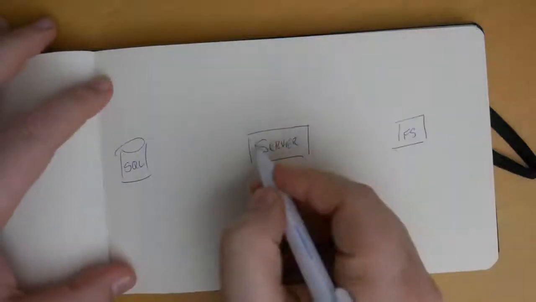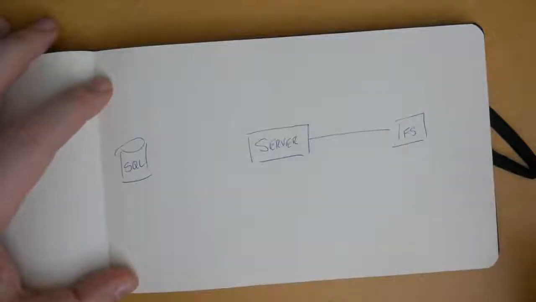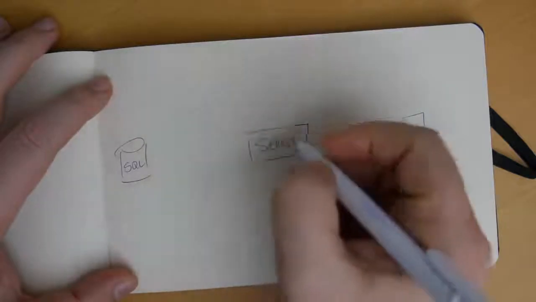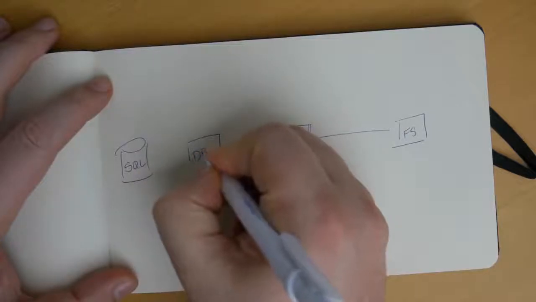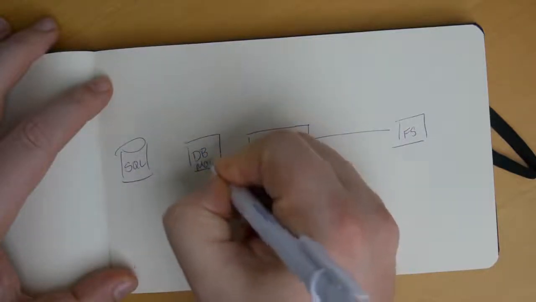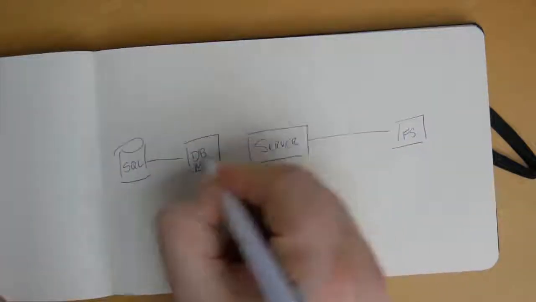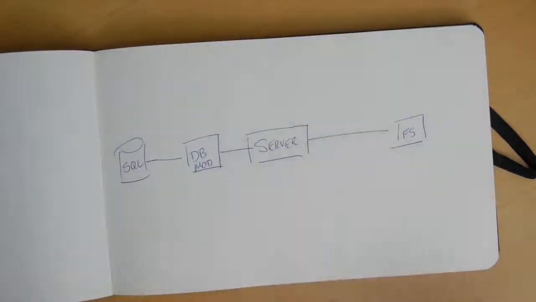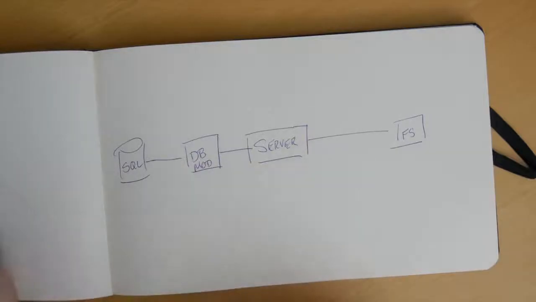Now, the server module writes directly to the file system and reads from the file system, but it does not read and write directly to the SQL Server. Instead, it goes through a database module. So the SQL Server talks to the database module, and the database module talks to the server. And that's basically how most of the communication with the SQL Server happens. It goes through this database module.